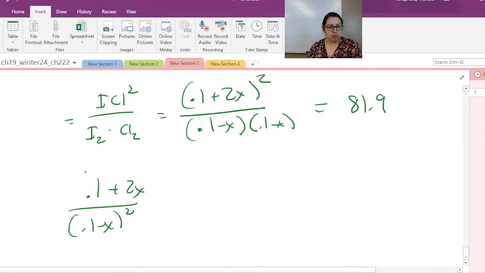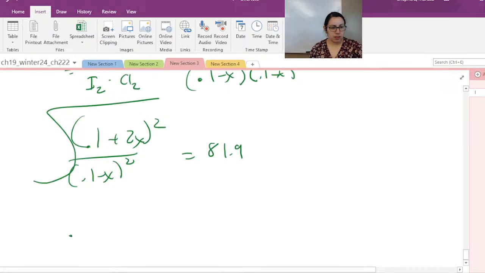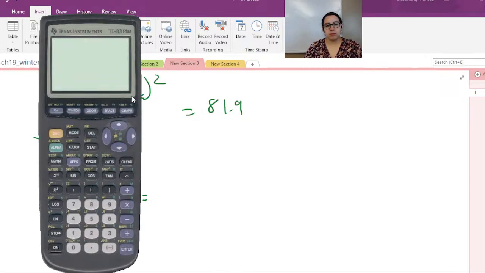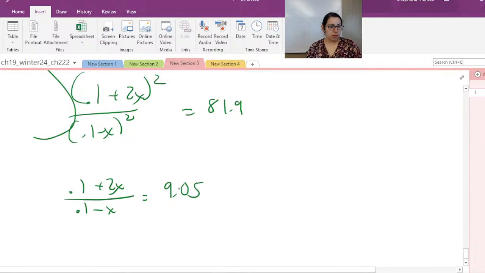And then, so what do you do? Then it equals 81 point, oops. So then you can take the square root, right? So that's kind of nice. So 0.1. So then you're just left with this. And then let me pull up my calculator to get the square root. So 9.05.